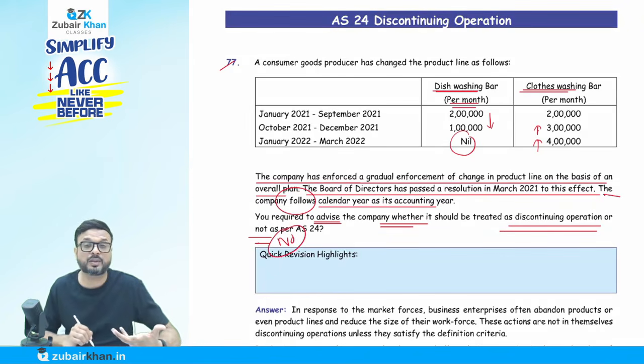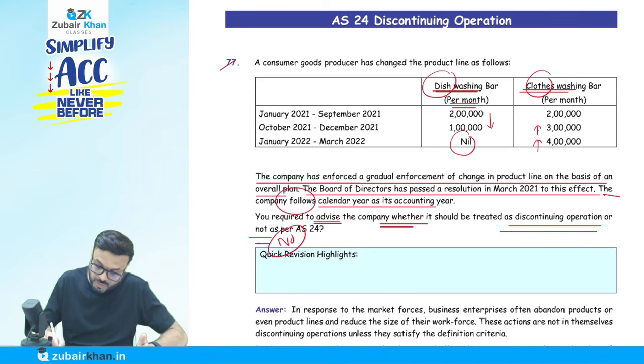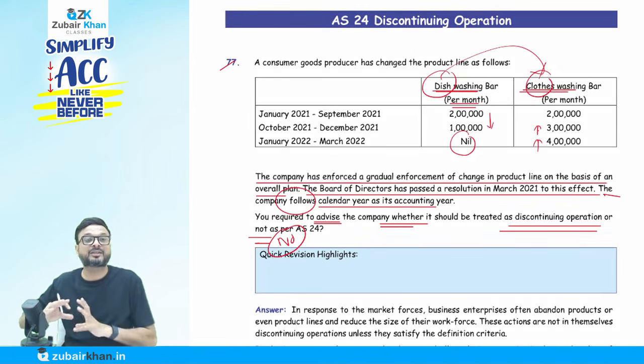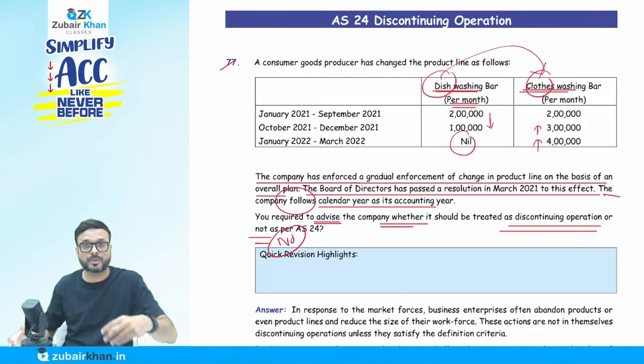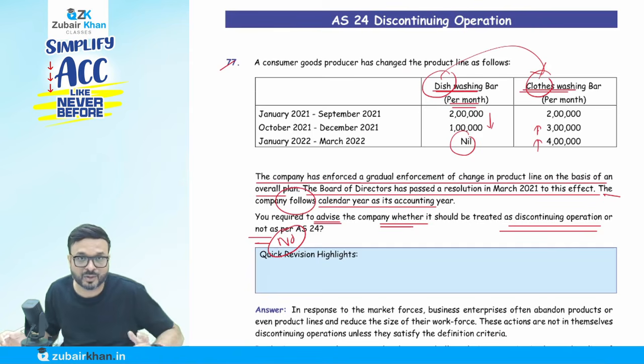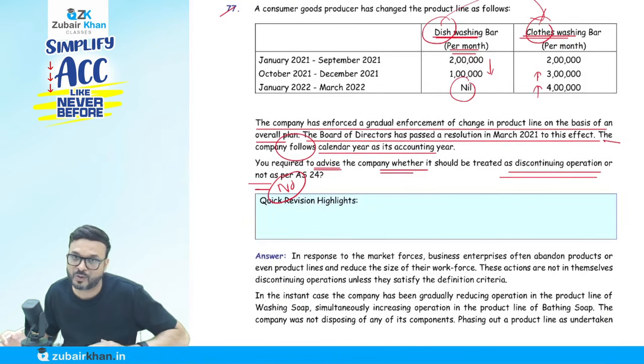They are gradually moving from the dishwashing bar to the cloth washing bar. So they're gradually moving to whatever has more demand in the market. They are not discontinuing the operation of bars; they're moving the product within that segment only. Okay, this is not a discontinuing operation.